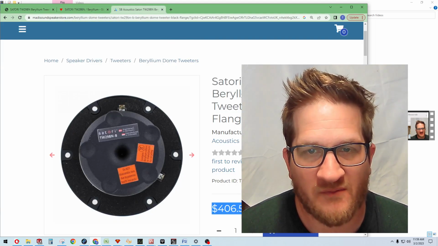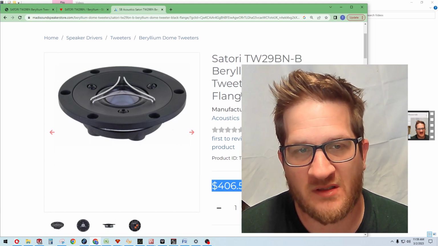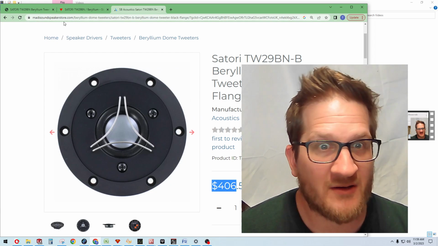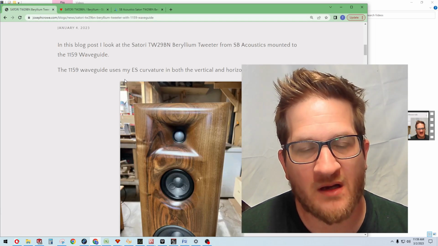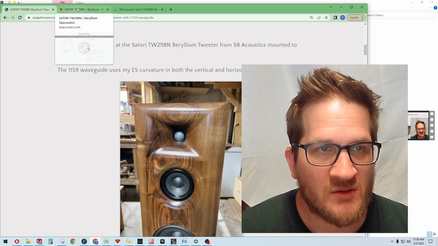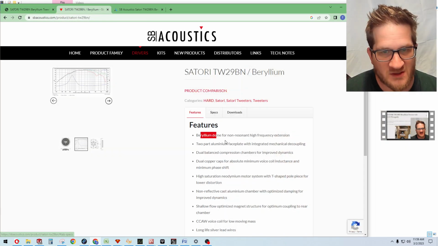You can see from Madisound currently, it's in the $406 a piece category, so it's definitely up there in cost. And so the question being, does it perform? So let's just go through some of the features of this tweeter.